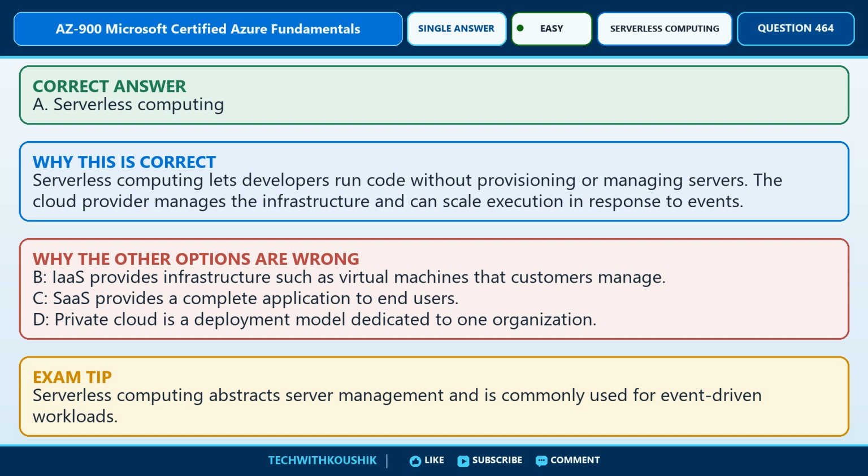B. IaaS provides infrastructure such as virtual machines that customers manage. C. SaaS provides a complete application to end users. D. Private cloud is a deployment model dedicated to one organization. A helpful shortcut is this. Serverless computing abstracts server management and is commonly used for event-driven workloads.